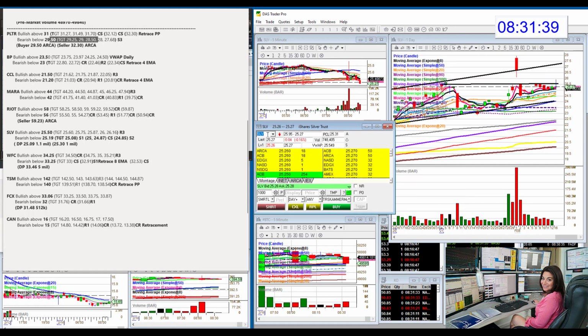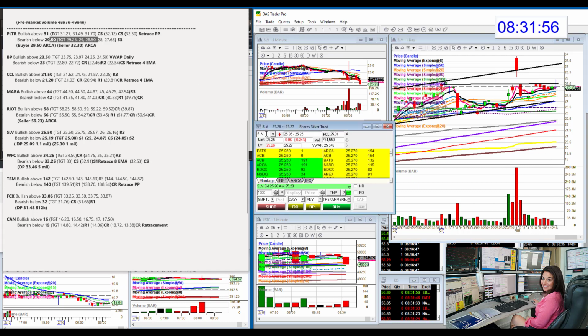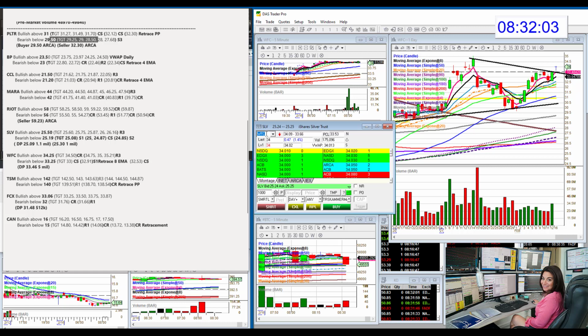Silver, bullish above 25.50. Also tried to break out this morning. Didn't quite fill in the gap, though. It went to 25.95. So watch it on the next push up, if it can push up. 25.50, bear below 25.19.